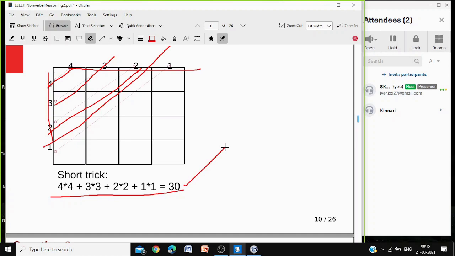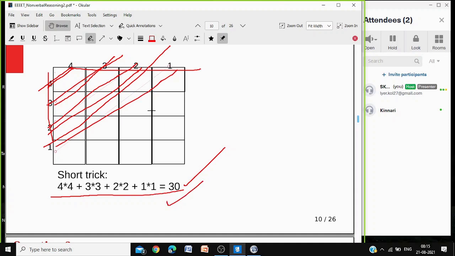Actually, that one I showed you, but in the exam you'll do it like this. 4, 3, 2, 1, 4, 3, 2, 1. Multiply 4 into 4, 16, 3 into 3, 9, 2 into 2, 4, 1 into 1, 1, add all the things. So this is how we get it.